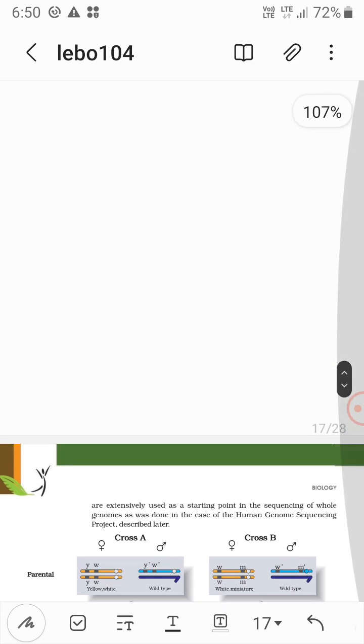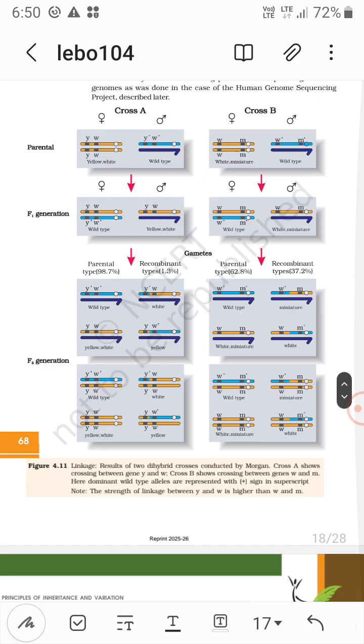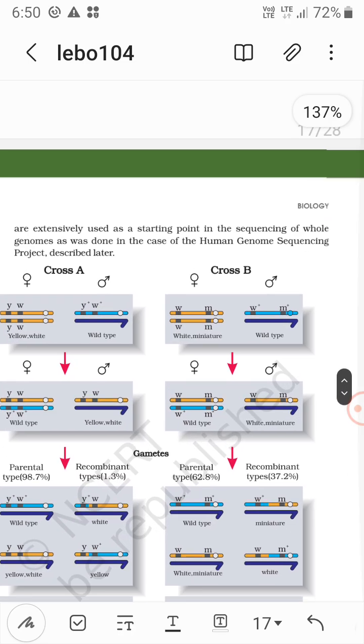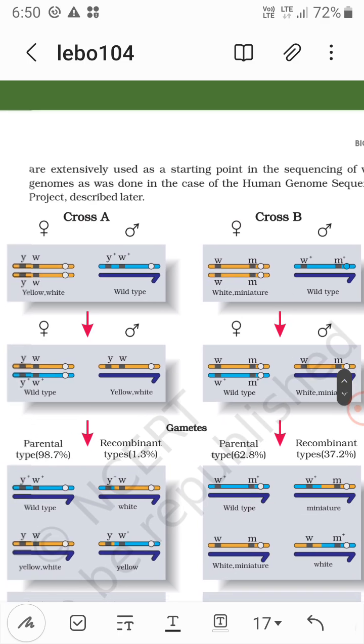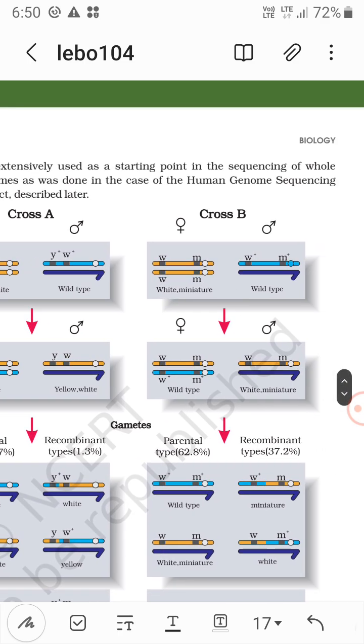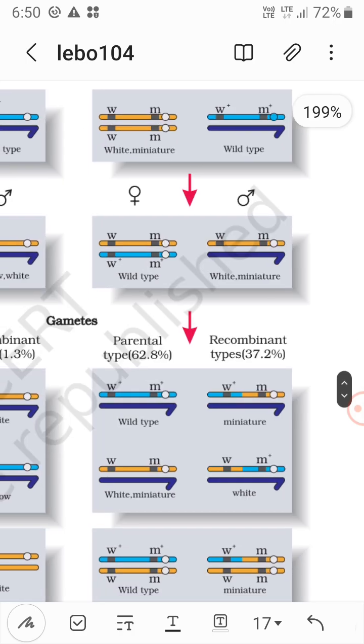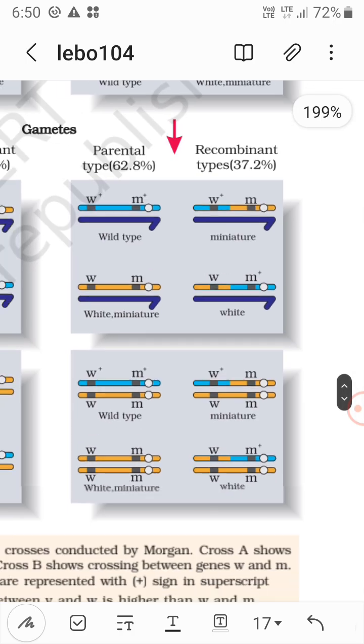As you can see in white and miniature, you see the W and M, and the Y and W, that is yellow and white, it is white and miniature. So you can see 37.2% of the recombination.